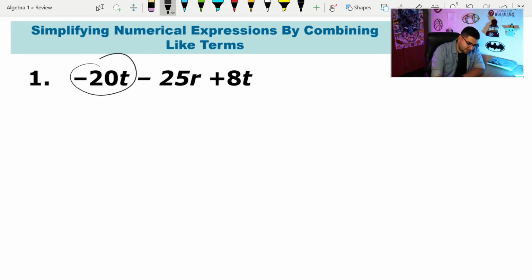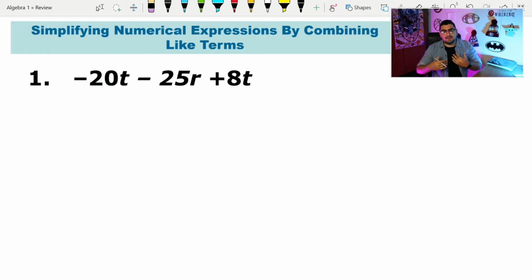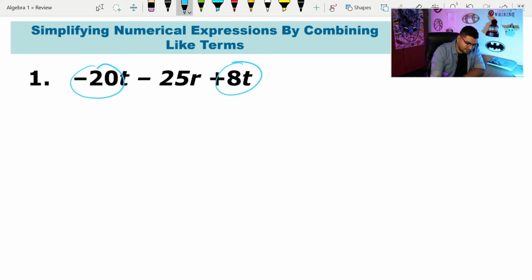Well, I see this first term has a t. The second term has an r. My last term has a t. The only variable that showed up more than once was the t. The second thing I check is, are these t's raised to the same power, do they have the same exponent? Well, in this case, both of these t's are missing an exponent, which means the exponent is 1. So that means that I actually can combine these two, and these two are in fact like terms.